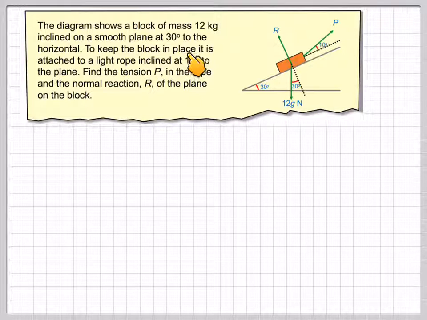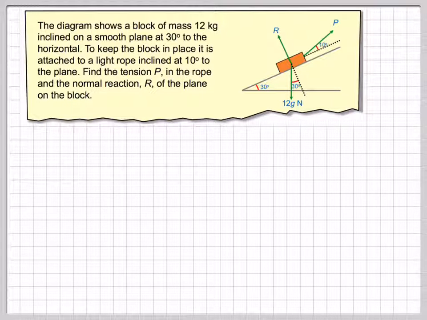To keep the block in place, i.e. in equilibrium, it is attached to a light rope inclined at 10 degrees to the plane. Find the tension P in the rope and the normal reaction R of the plane on the block.